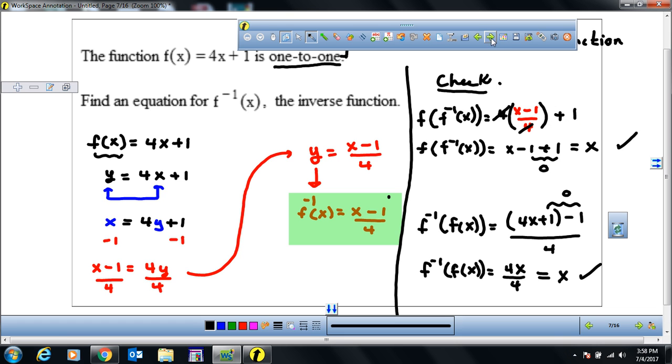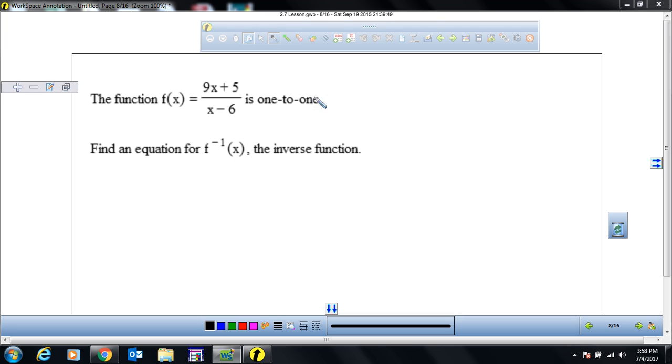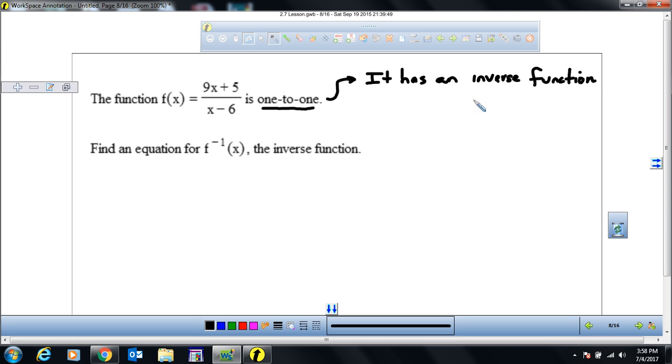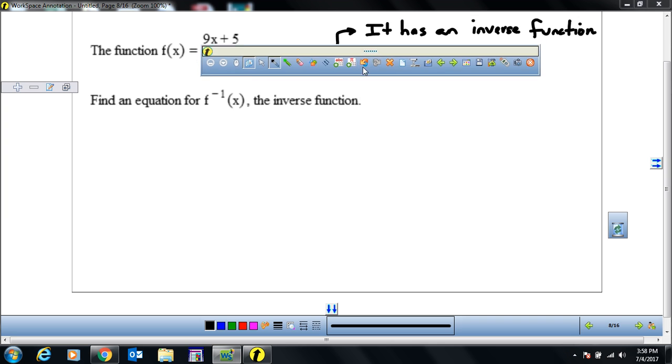Now, the next one. Now we're going to find this. It tells me that this function is one-to-one, and once again, that word one-to-one means that it has an inverse function. So our goal right here is to find that inverse. So let's start with the process of finding the inverse of this function.